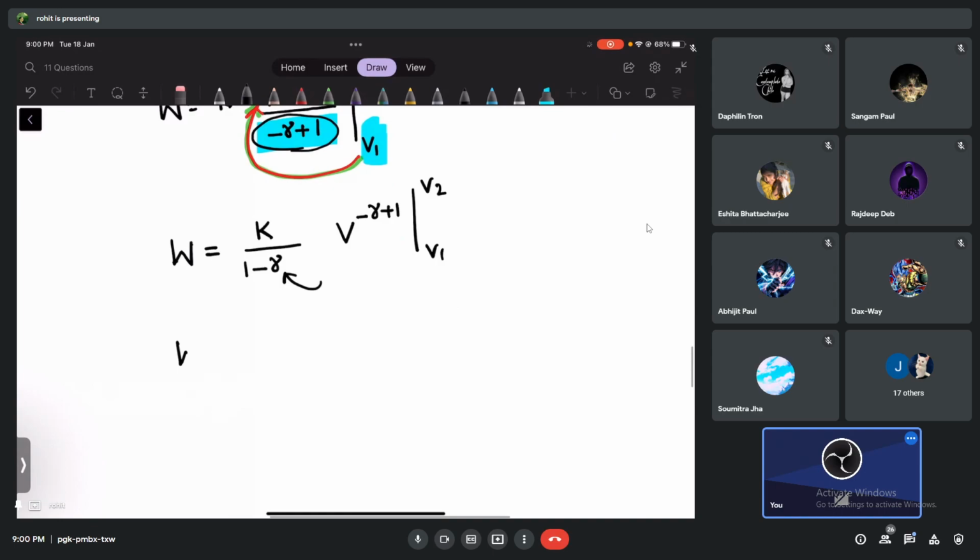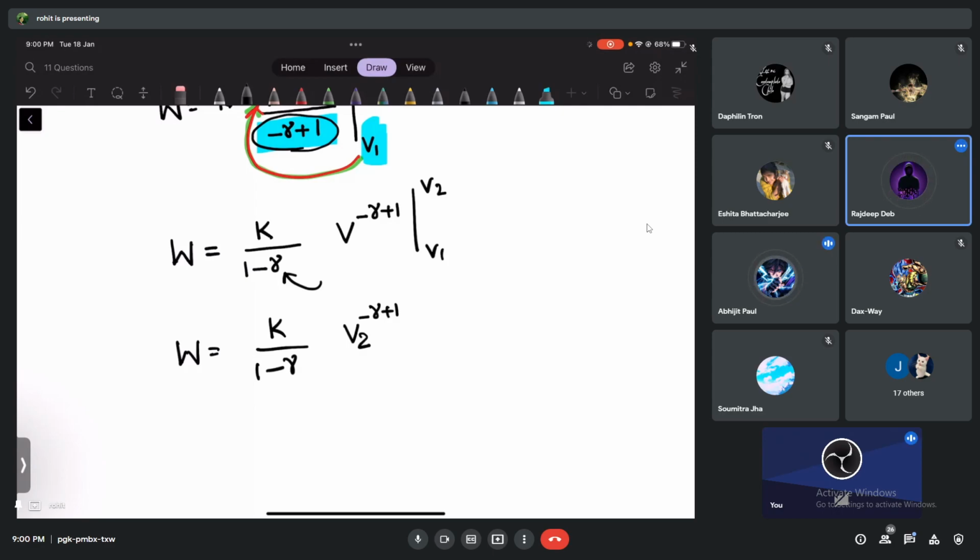Okay, W equals to, tell me, K times 1 minus gamma. In place of v, now what will I write, guys? V2 minus gamma plus 1. Then when I put the lower limit, what should I write? Minus. Then I write v1 minus gamma plus 1. Yes, okay, so this is what we have done.